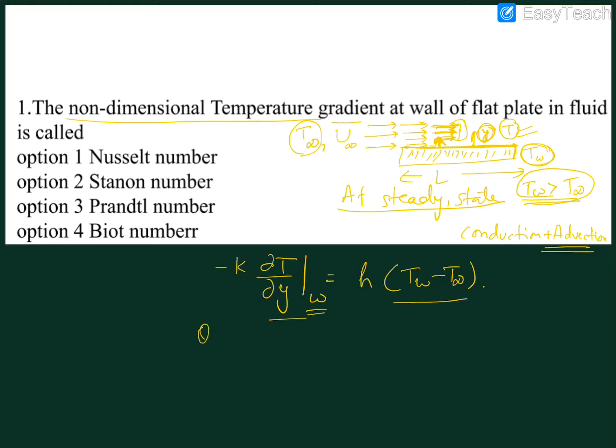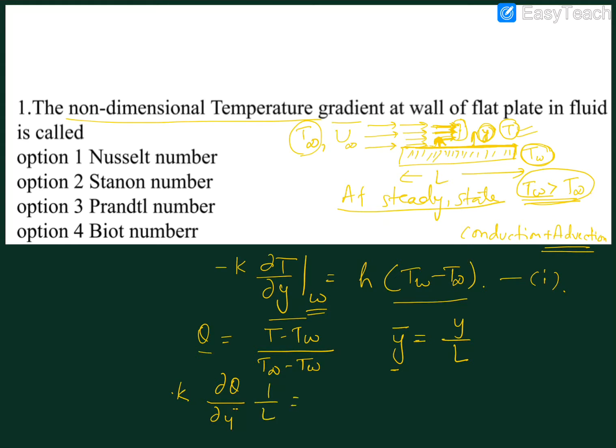So we can define a non-dimensional temperature called theta as T minus Tw over T infinity minus Tw, and Y bar as the non-dimensional length scale, which is Y over L. By replacing theta and Y in this equation and rearranging, you will get del theta over del Y bar times K times 1 over L is equal to H. So you see, you can rearrange.